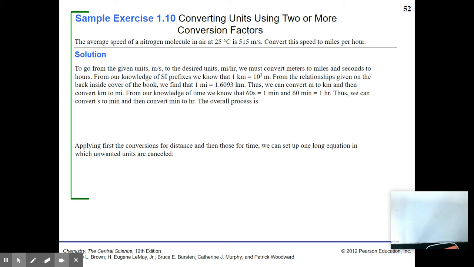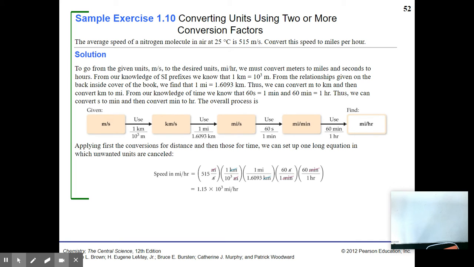So we've got two things that we need to focus on. As you see, it gets a little busier. But don't let it scare you, because you don't have to do two at a time. Concentrate on one unit and converting that, and then move on to the next. And as you see here, again, always start off with your given, 515 meters per second. Three sig figs, that's how many sig figs we should have in our answer.